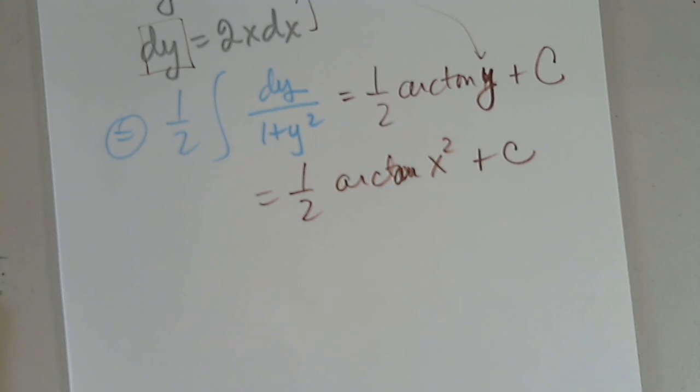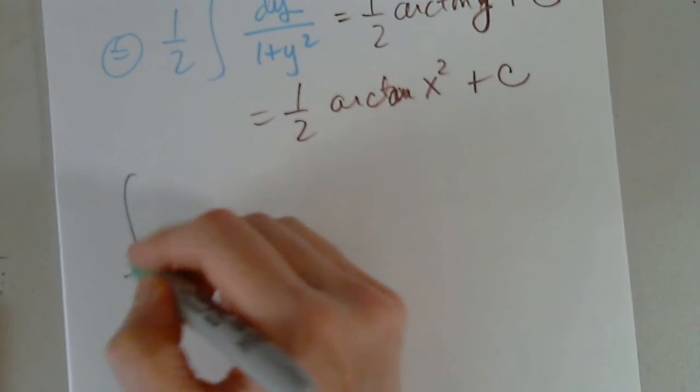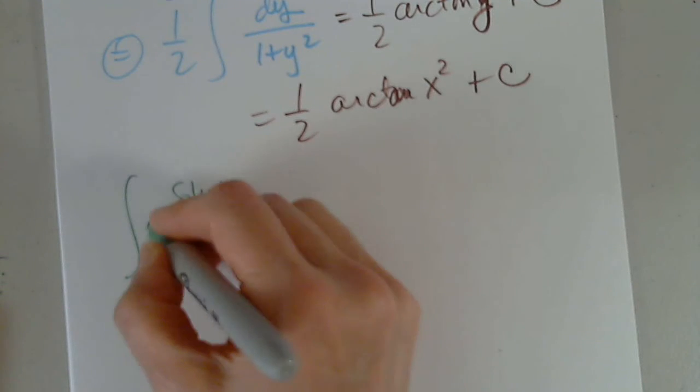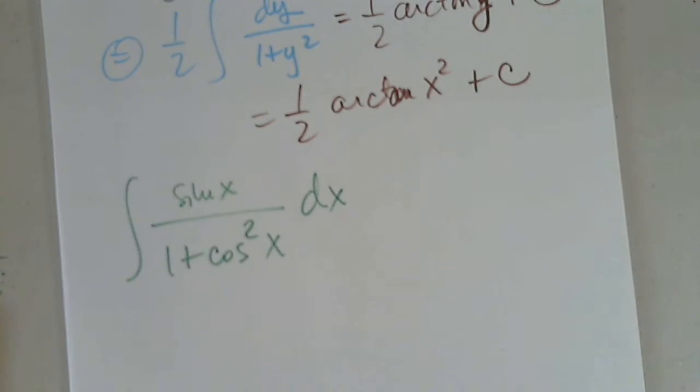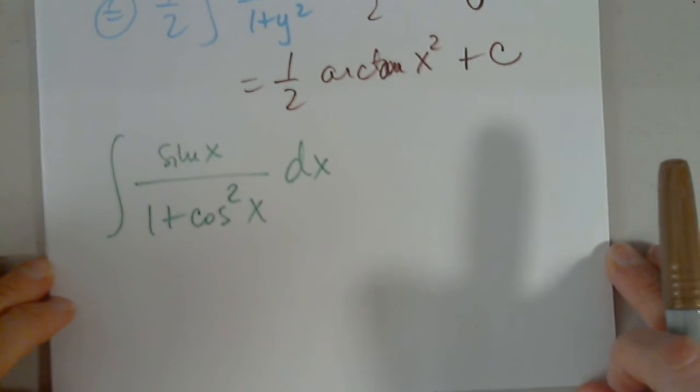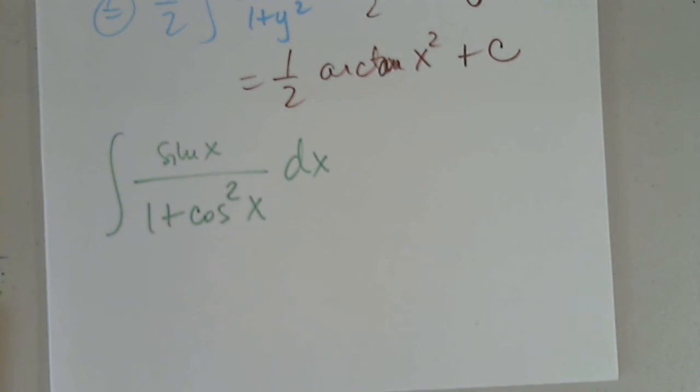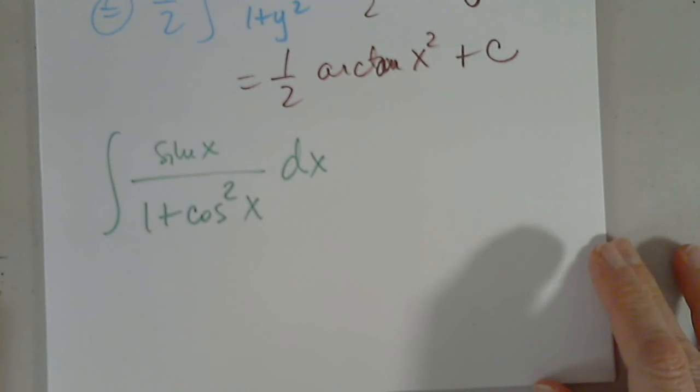Okay, so let's look at a trig one now. Sine x over 1 plus cosine squared x dx. Okay, can anyone give it a shot? Any idea on how to, what substitution to use?